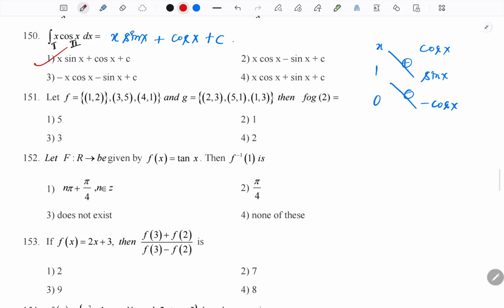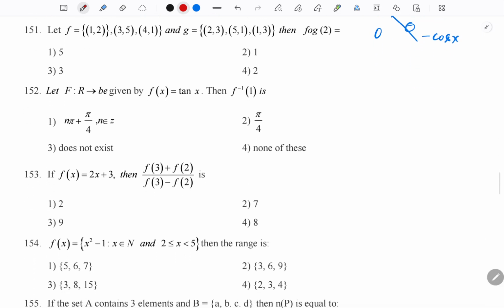Now next question. Okay, they given, it's a relation, right? Like composition of functions. F equal to this is one relation and g equal to this one, then f circle g of 2. It's clearly a composition of functions. What is first? f circle g, write down here. f circle g of 2, we can write f of g of 2, right?